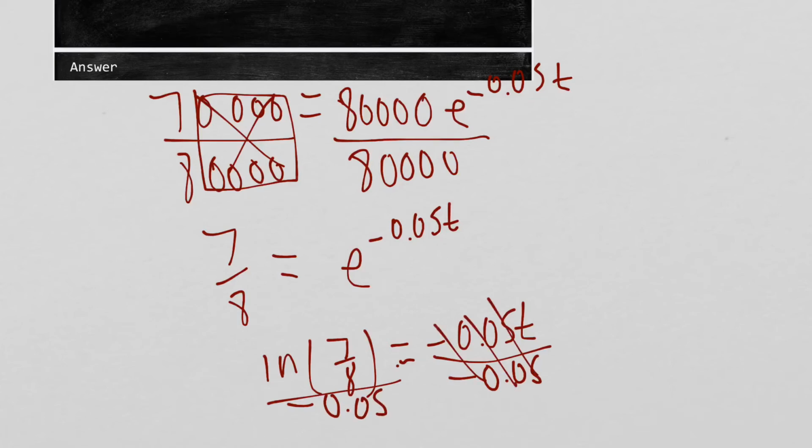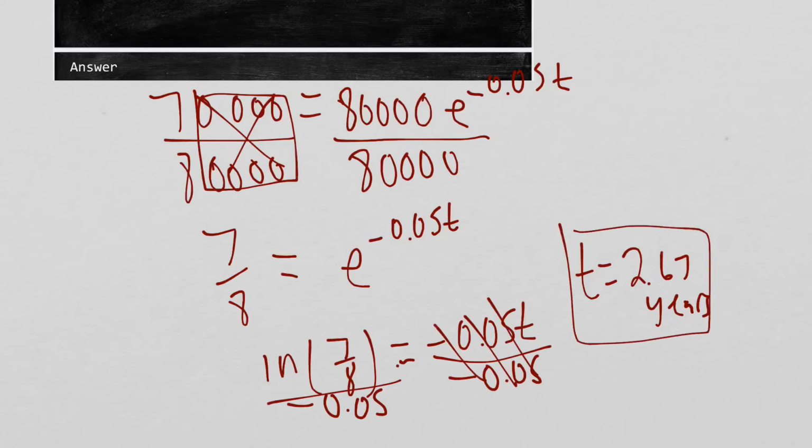We're just going to plug this into a calculator. Okay, plug it in. I'm getting t equals about 2.67 years. That is the value we're looking for. Okay, solved algebraically. But now we're going to look at this same problem graphically to check our answer.